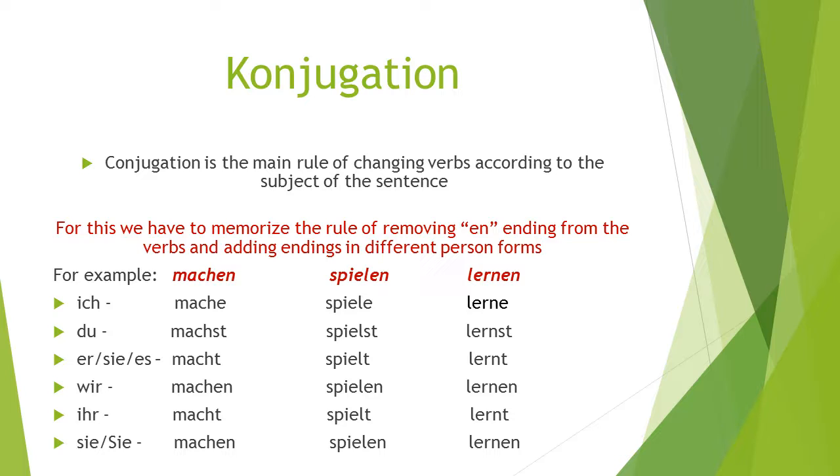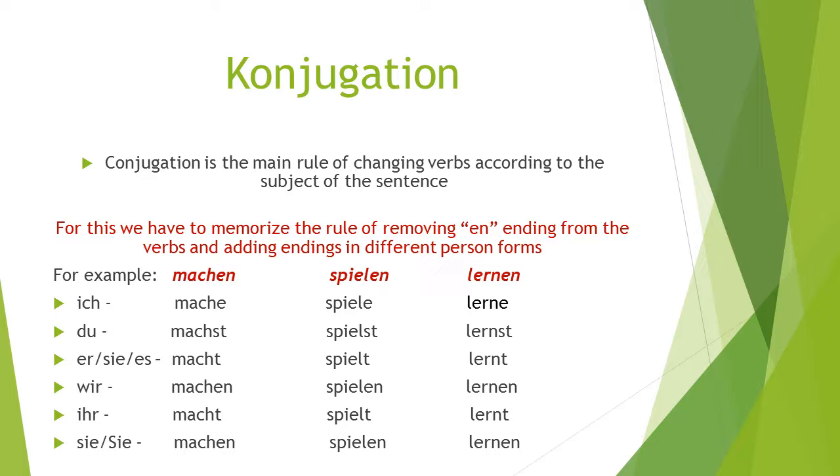If it's ich, I, we remove, as we see in the example, if our verb is machen, let's say to do, to make, ich mache, so we have removed the en ending and added e ending. With du, du machst, we have again removed the en ending and added st. With er, sie, es, he, she, and it, we have removed the en ending and added t only. With wir, we have kept the infinitive form. With ihr, we have removed the en ending and added t. And with sie and the respect form, we have done the same and kept the infinitive form.